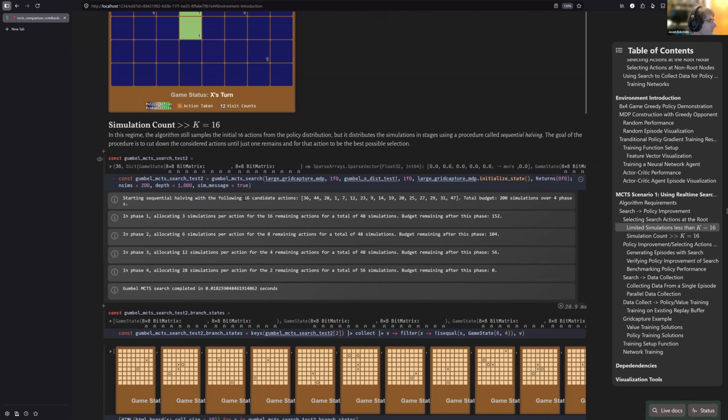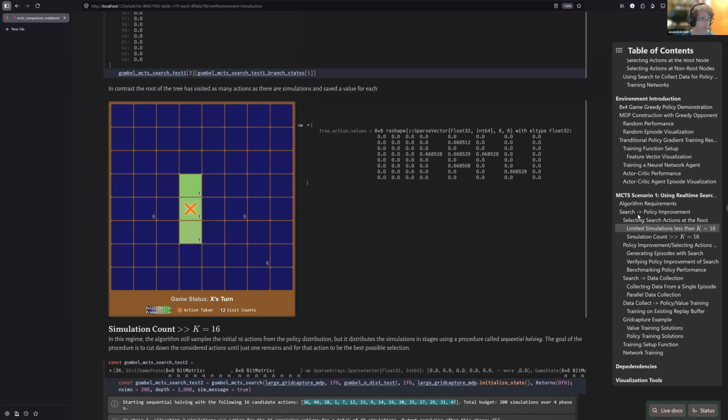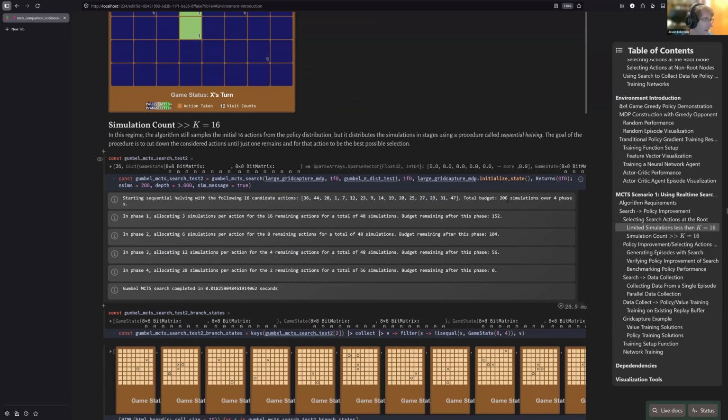So here it first selects 16 candidate actions. These are the candidates, and these 16 are, again, sampled from the starting distribution. Okay, 16 unique actions sampled. Then it allocates over 4 phases. The reason there's 4 phases is because it cuts the actions in half every time. So first there's 16, then 8, then 4, then 2. And on the stage where there's 2, all the remaining simulations are allocated to the 2 remaining actions. And then from there, the best of those 2 is selected.